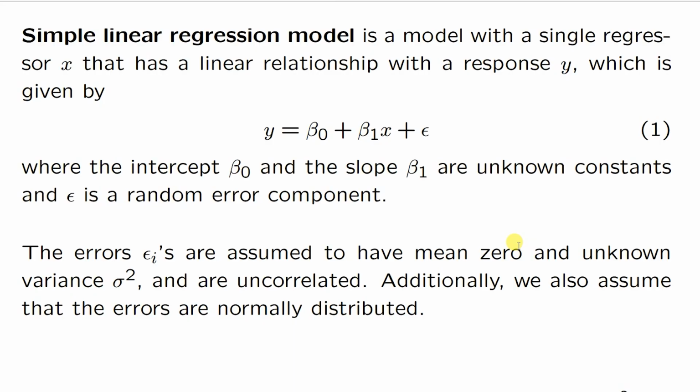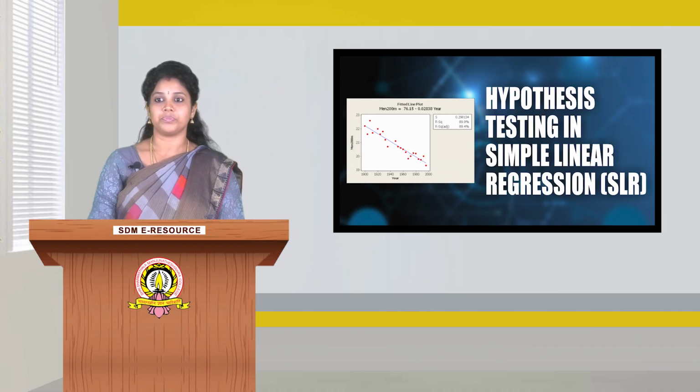We have certain assumptions in a linear regression model, that is, the errors epsilon i's are assumed to have mean 0 and unknown variance sigma square and are uncorrelated. And in order to carry out the testing of hypothesis, additionally we also assume that the errors are normally distributed.